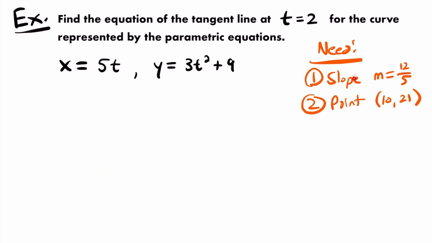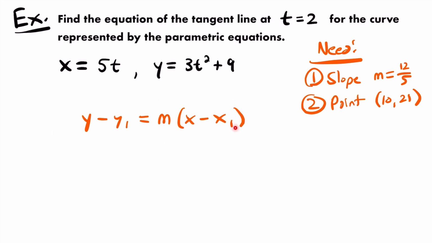And so now that we have the slope and the point at this value of t for these parametric equations, we are now ready to find the equation of the tangent line at that value of t. All we have to do to find that equation is use the point-slope formula. And the point-slope formula is that y minus y1 is equal to m times x minus x1.